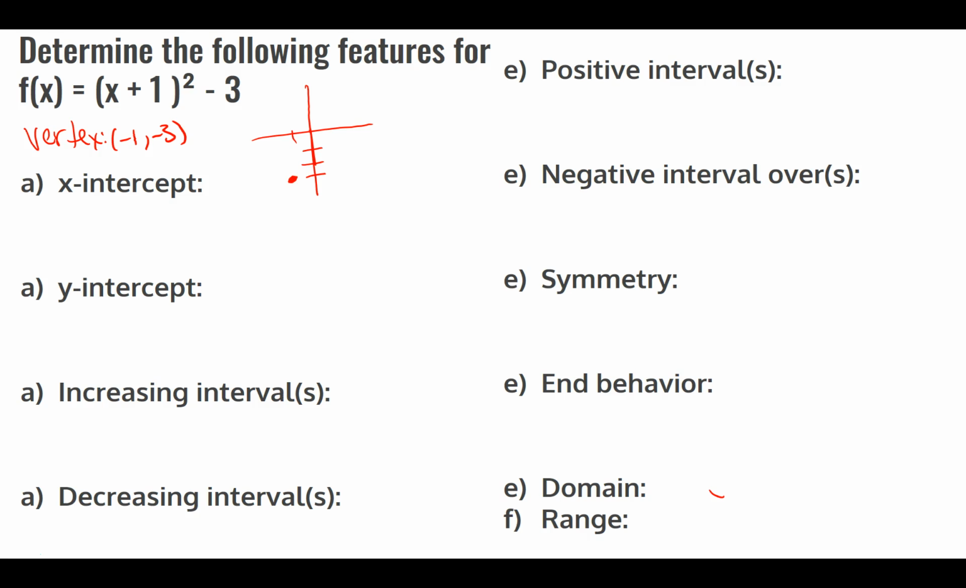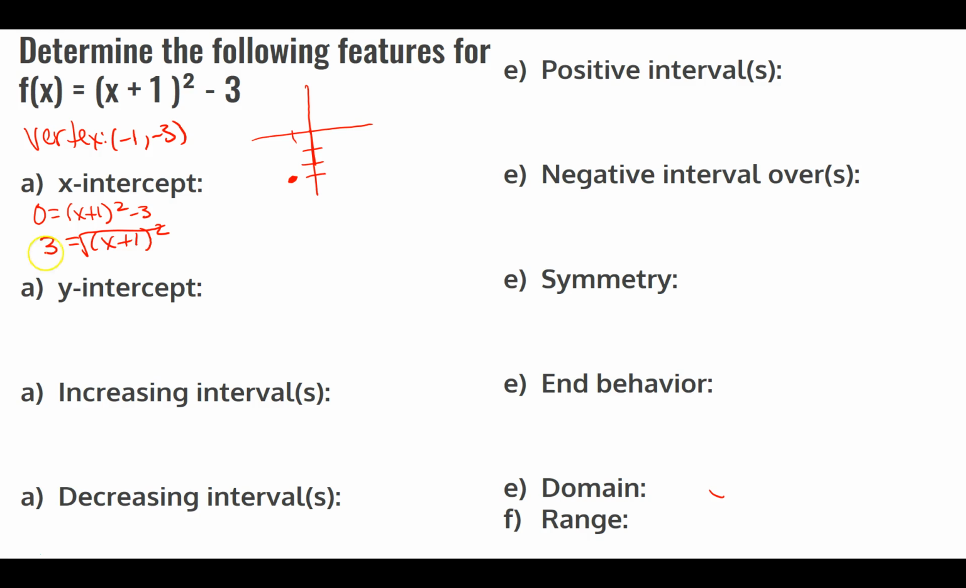So am I going to have x-intercepts? Yes, we are. Good. How are we going to find those x-intercepts? Plug in 0 for my y. Good. So 0 equals x plus 1 squared minus 3. Tell me what to do. Plus 3. There we go. 3 equals x plus 1 squared. Now what?